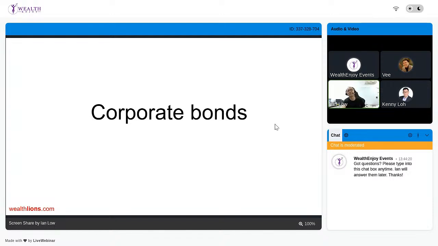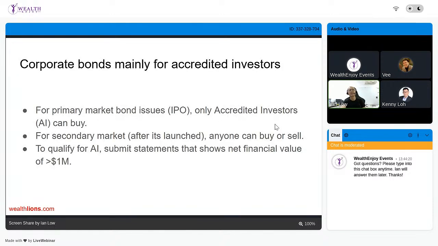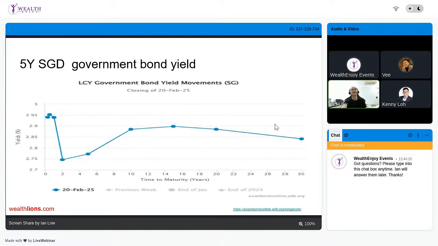Corporate bonds. All right. One slide here just to tell you that for corporate bonds, you need to be AI. AI means you need to declare to Maybank that you have at least $1 million. If not, you generally cannot buy corporate bonds. There is still a way to buy, but it is better that you are AI, accredited investor.